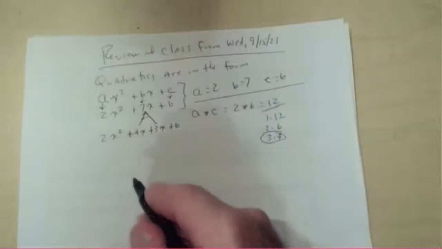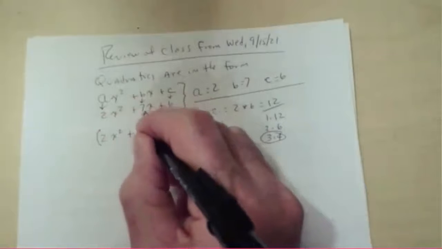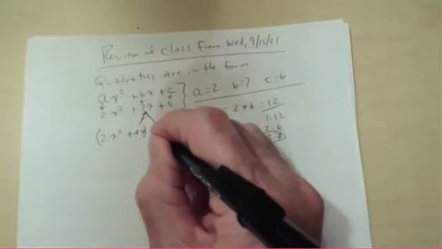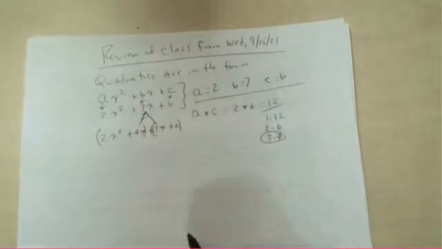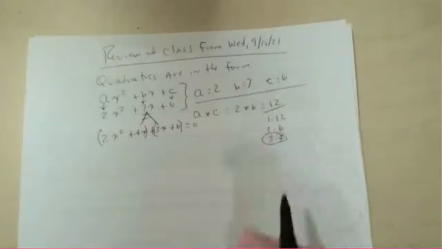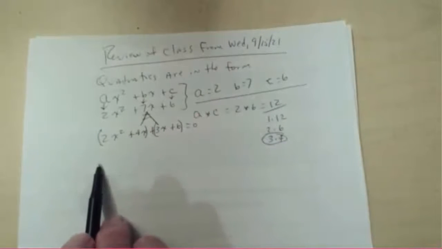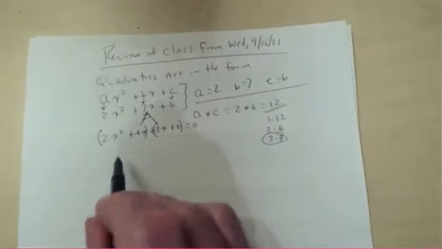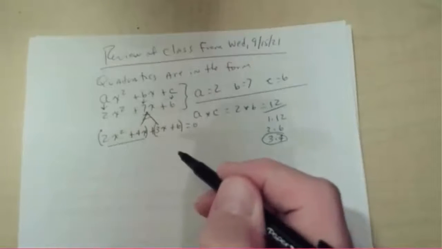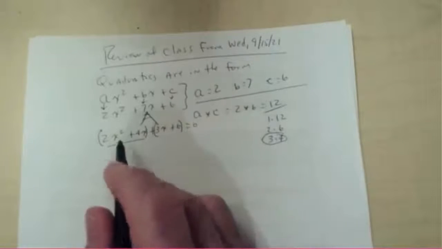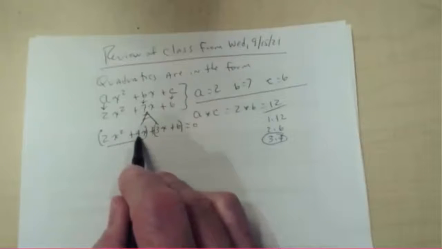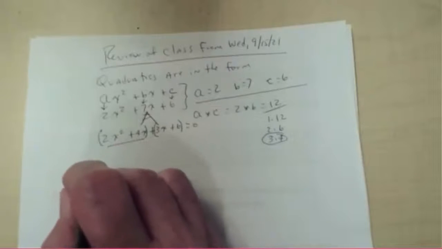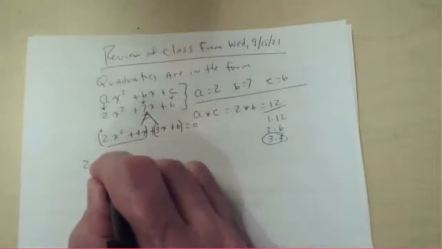So now we're going to group these together. We're going to group these two and these two. Now what can we factor out of this first term? 2 can factor out of there, and x. So we have 2x times x plus 2.